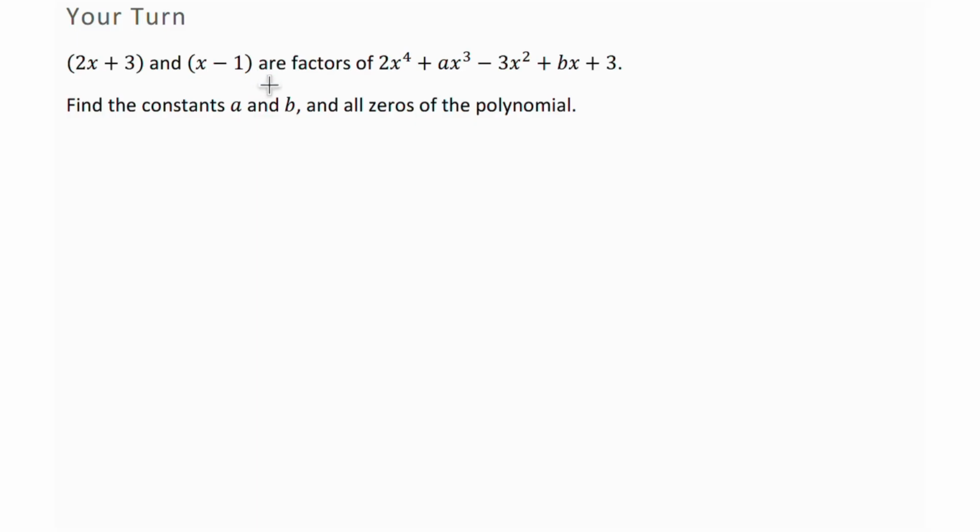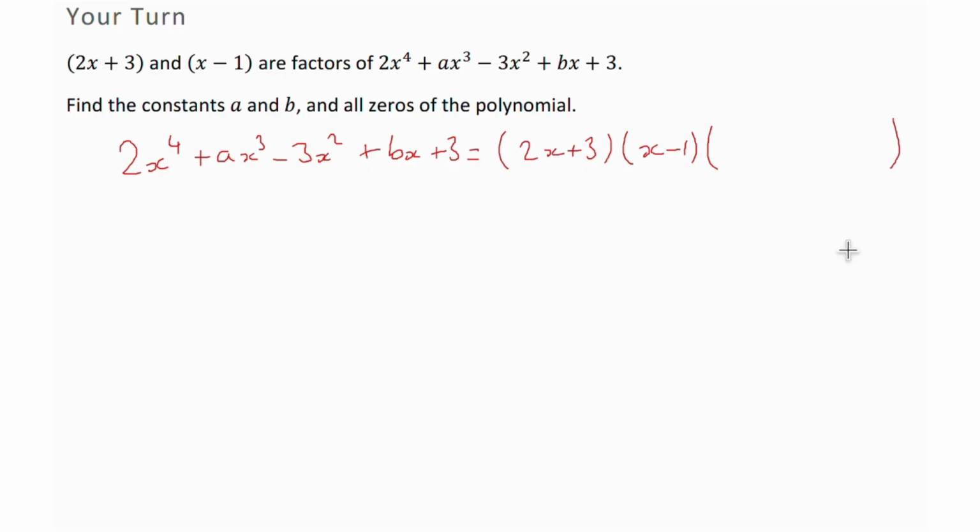2x plus 3 and x minus 1 are factors of this quartic. Find the constants a and b and then all the zeros of the polynomial. So first of all, what does this mean? If these two are factors, it means that 2x to the 4 plus ax cubed minus 3x squared plus bx plus 3 is equal to 2x plus 3 times by x minus 1 times by some other factor.